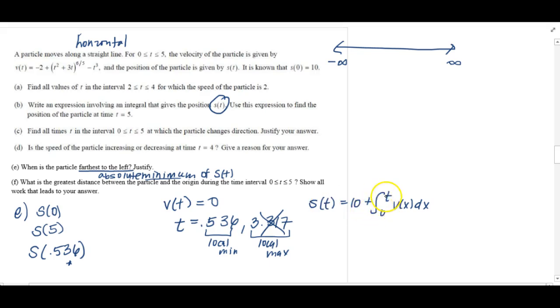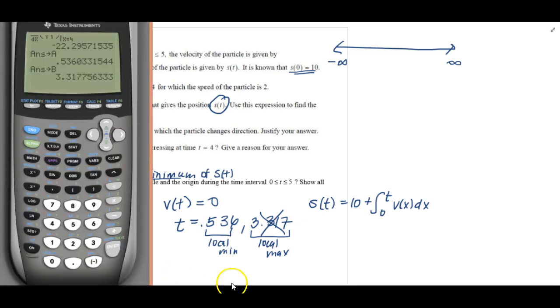If I plug in 0, well, the integral from 0 to 0 is just 0, so the answer is just 10. But we didn't even need to do that because I know S of 0 equals 10. So that's the first value. S of 5, we actually don't need to do again because we found that in part B. That was negative 9.207. And then S of 0.536, again, we would have to do that.